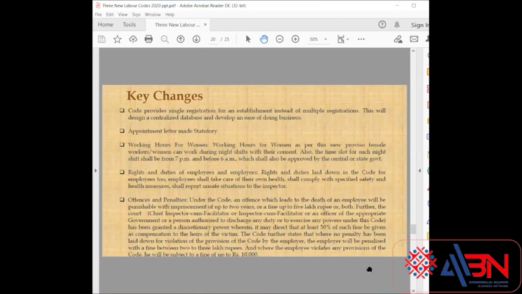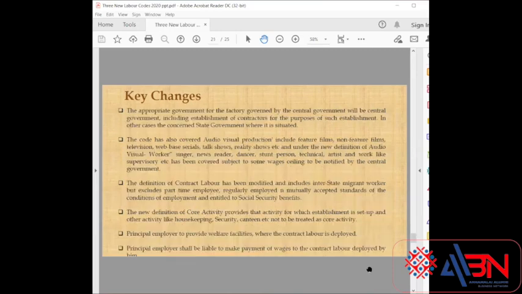Similarly, the duties of employers when it comes to health and safety measures, etc., are the same. They still have to maintain the register and ensure that health and safety compliances are in place. Again, there are penal offenses for not complying with the health and safety standards as prescribed by the code.